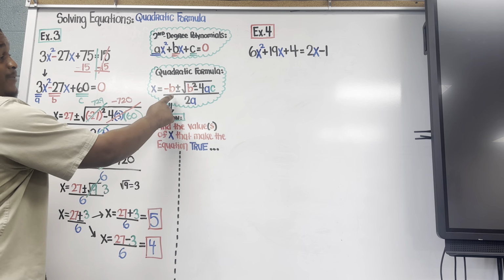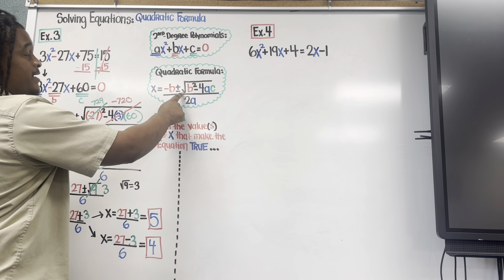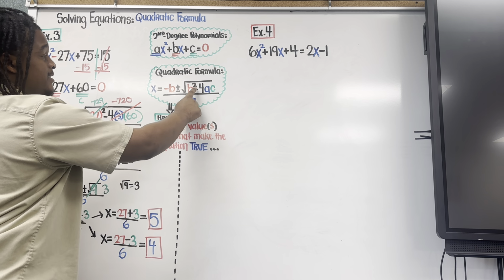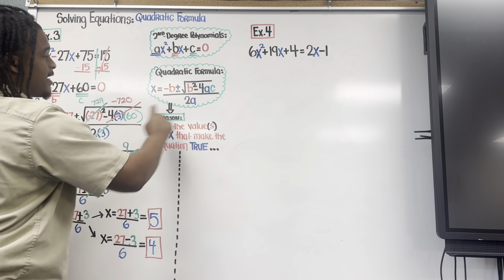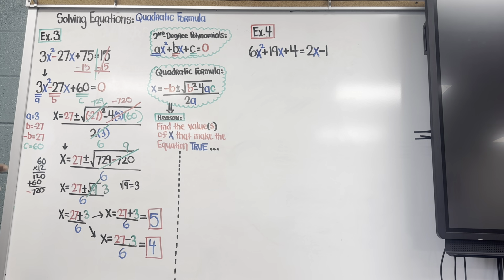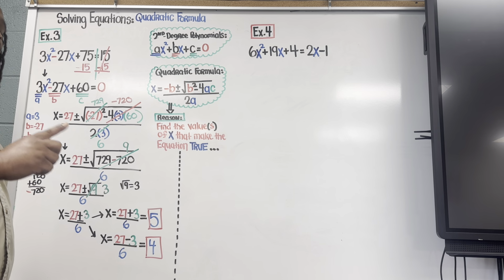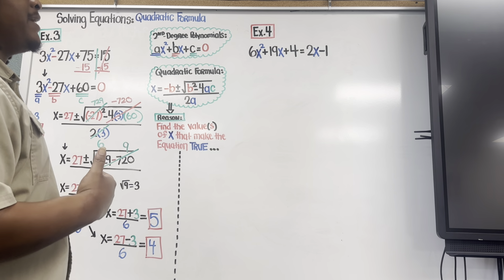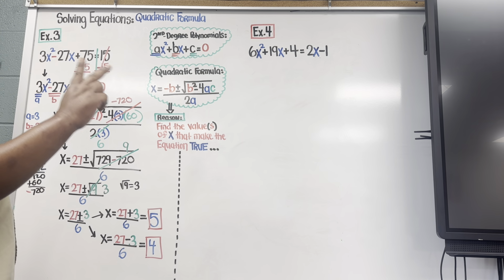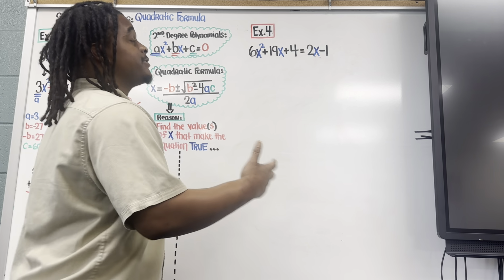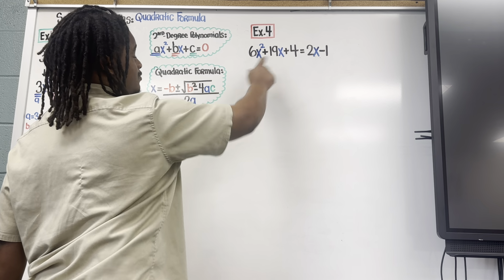Once again, guys, this right here is the quadratic formula, where x equals negative b plus or minus the square root of b to the second power minus 4 times a times c, all divided by 2 times a. That is the formula that we use to find the two potential values, either one value or two values, that x could be in order to make this whole equation true.